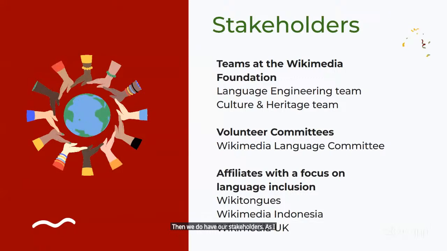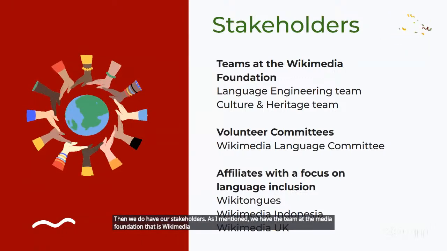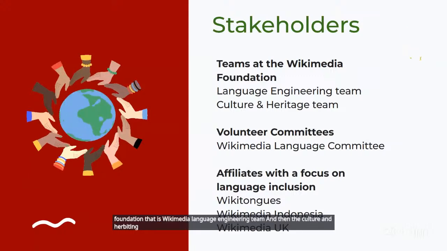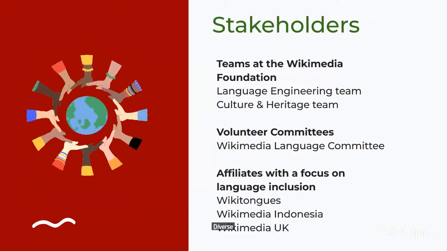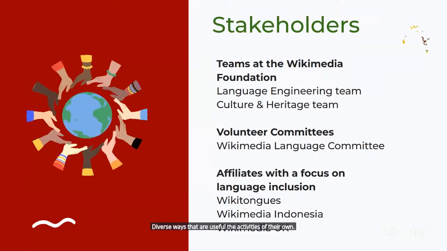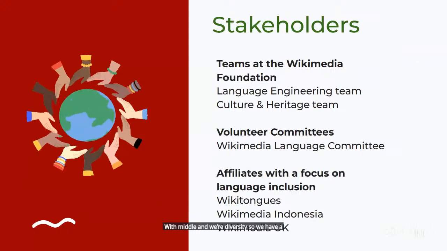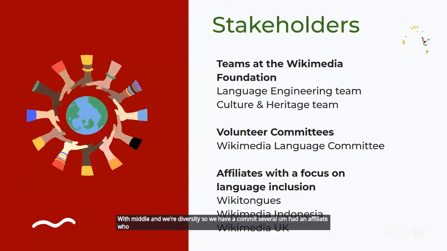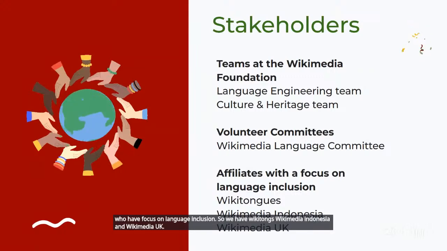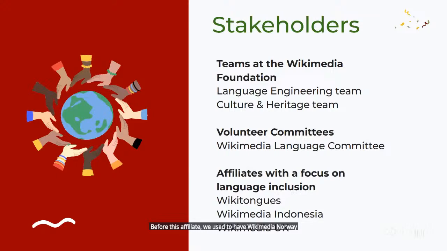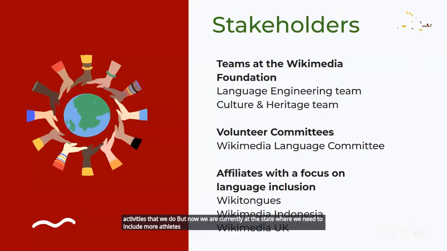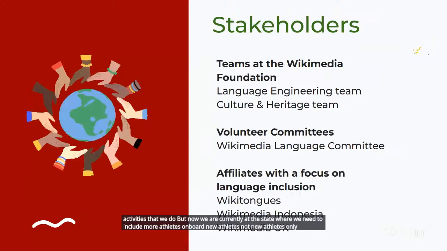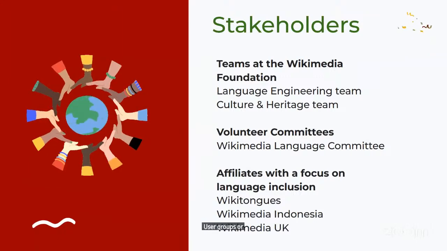And we do have our stakeholders. As I mentioned, we have the team at Wikimedia Foundation, that is the Wikimedia Language Engineering team, and then the Culture and Heritage team representing. And then we also have volunteers who have experience in diverse ways that are useful to the activities of the Wikimedia Language Diversity Hub. So we have several other affiliates who have focused on language inclusion. So we have Wikitongues, Wikimedia Indonesia, and Wikimedia UK. Before this, we used to have Wikimedia Norway supporting all the activities that we do. But now we are at the stage where we need to include more affiliates, onboard new affiliates, not only chapters, but user groups or other affiliates that are recognized by the Wikimedia Foundation.